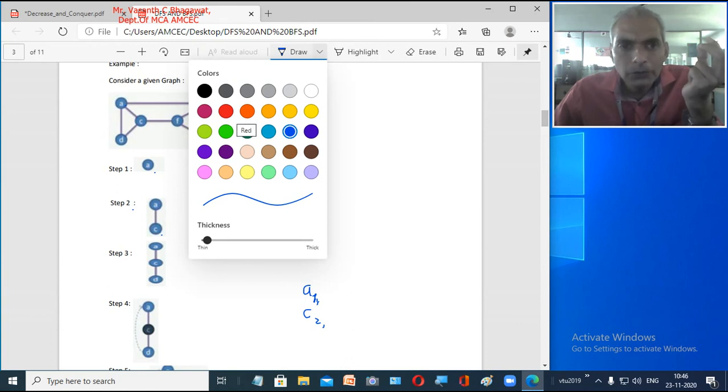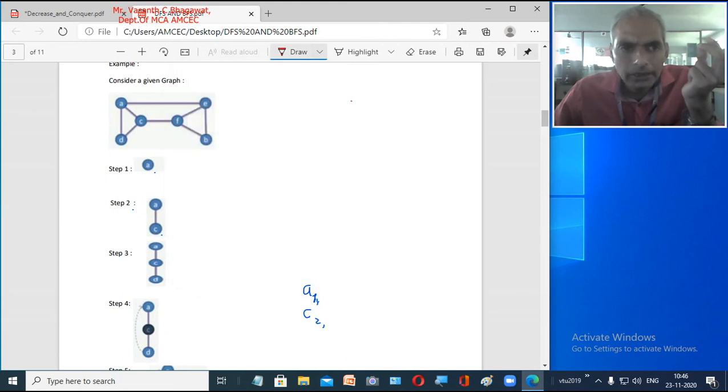Now if you observe this properly, A is already visited. Because A is visited, C is visited. We are at C now. This is the second step. Now from C, adjacent nodes are A, D and F. But A is already visited. So what is left over? D and F. D and F are still unvisited.